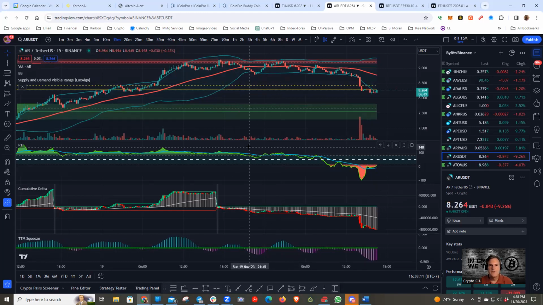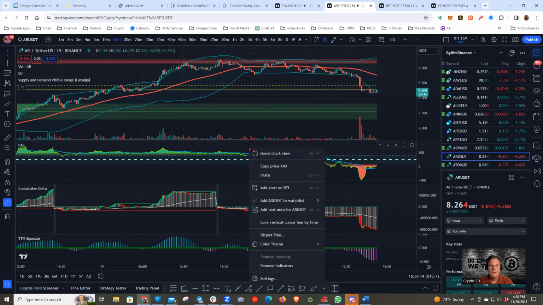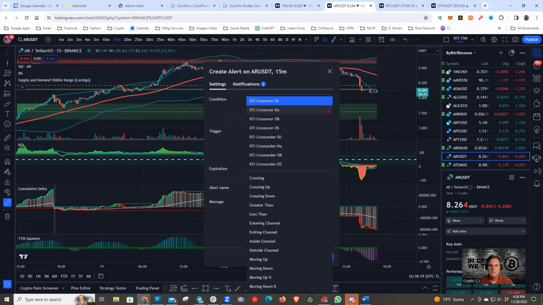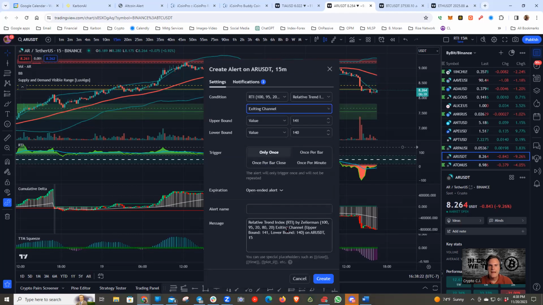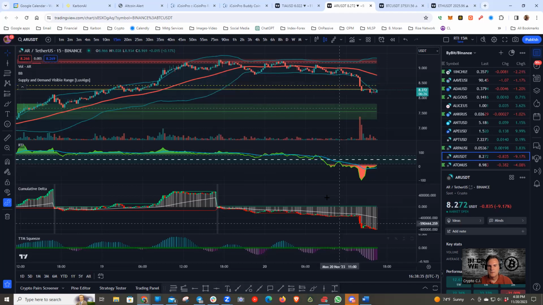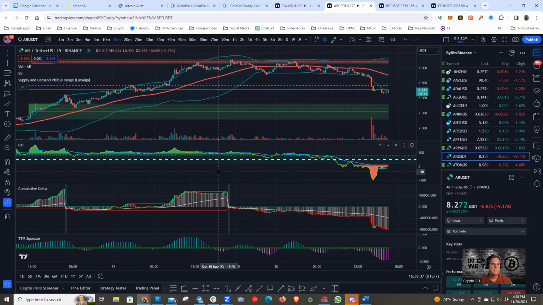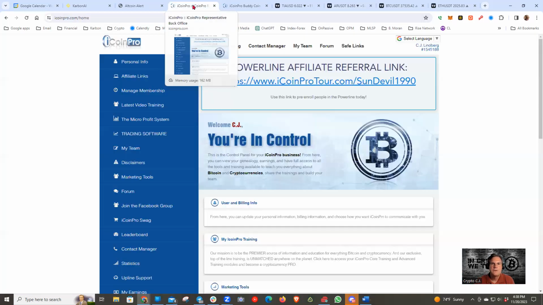Okay, and you guys know the alerts at this point. You want to be exiting a channel for the trend trade at 80, 20. Then we'd be entering the channel at 80, 20 to get the dips and the pumps and the corresponding retraces. Okay, that's about all I have for Arweave. Any other questions on what you've seen here and the iCoinPro indicators that I like to use?